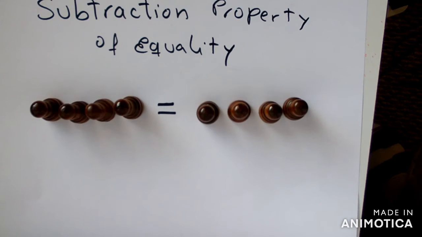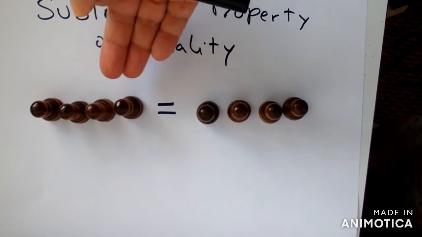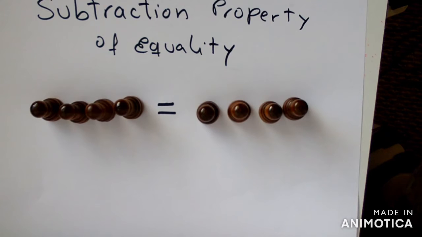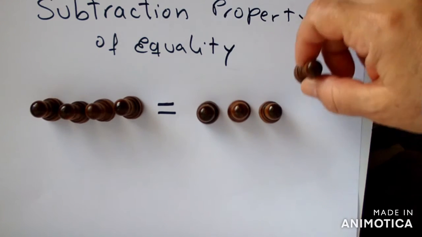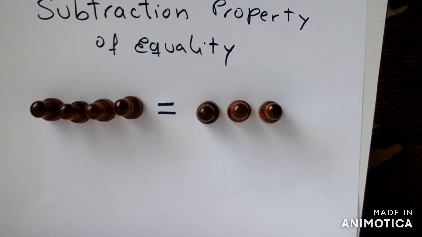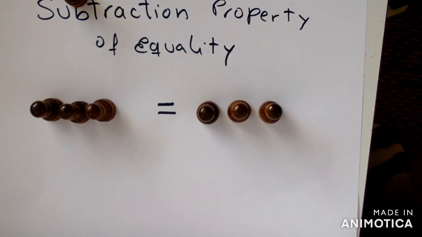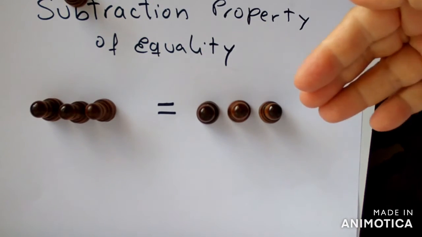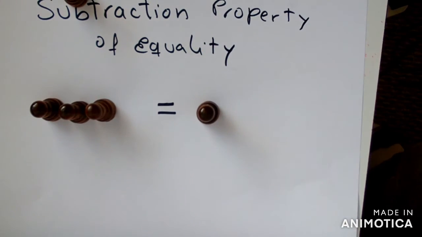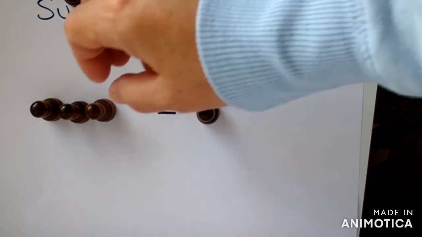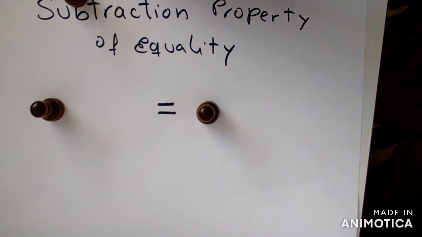Subtraction property of equality. 4 equal to 4. If I decide, hey, let me take away 1, is it still the same? No, I need to take away the 1. I have to take the same thing from both sides. 3 equal to 3. Okay, let's take 2 away. To keep the equality, I need to take also 2. So subtraction property of equality, you take away the same number from both sides.